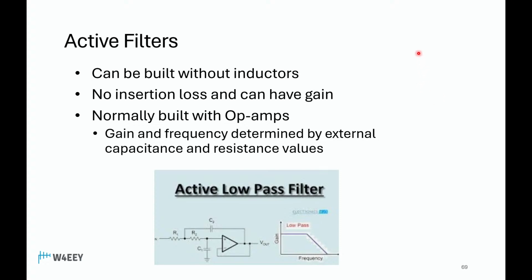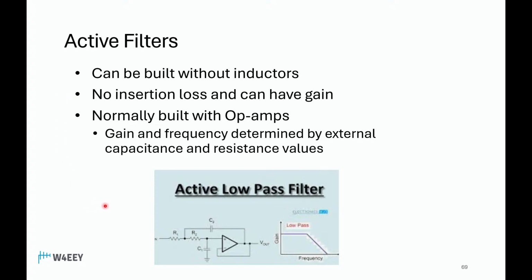Active filters are powered. So we have a case of an op amp here. This is an active low-pass filter. We see there's a capacitor in the feedback loop. They can be built without inductors. It's a combination of capacitors and resistors. Typically no insertion loss and can even have some gain.